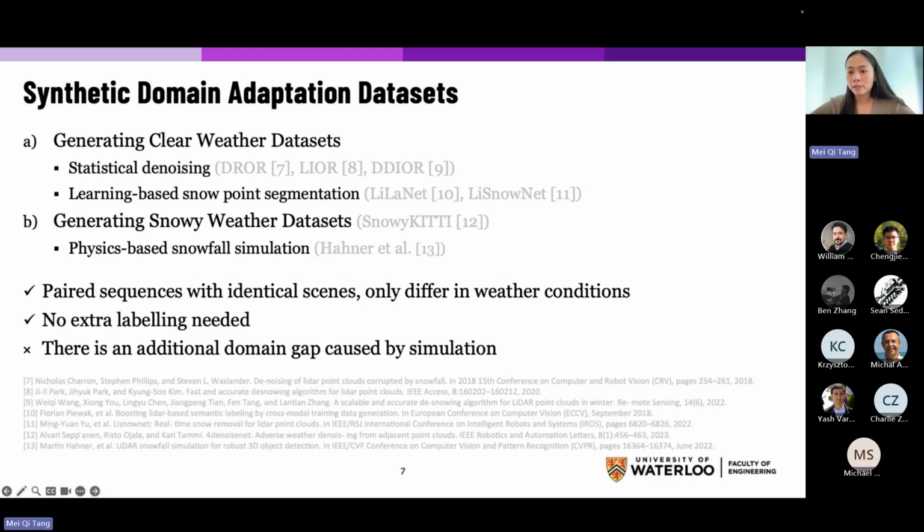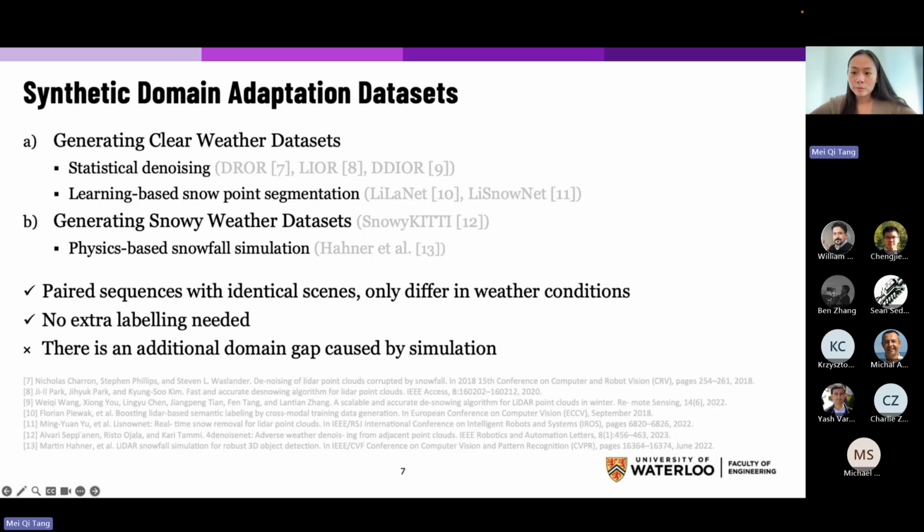So to fill a gap where there isn't enough data in the alternate weather domain, some resort to desnowing or snow simulation methods to generate synthetic data. To generate clear weather data, either statistical denoising or learning-based snow segmentation algorithms can be used to desnow the snowy data. The methods aim to identify and discard the additional spurious points introduced by snow that might cause a 3D object detector to predict a false positive. However, they don't realistically address the effects of signal attenuation, missing returns, or handle accumulated snow.